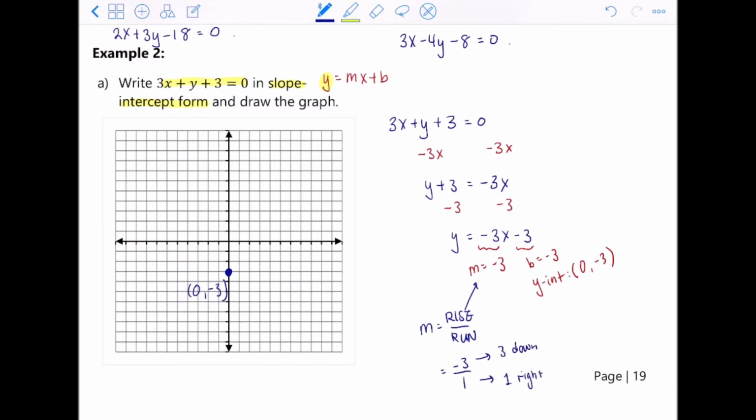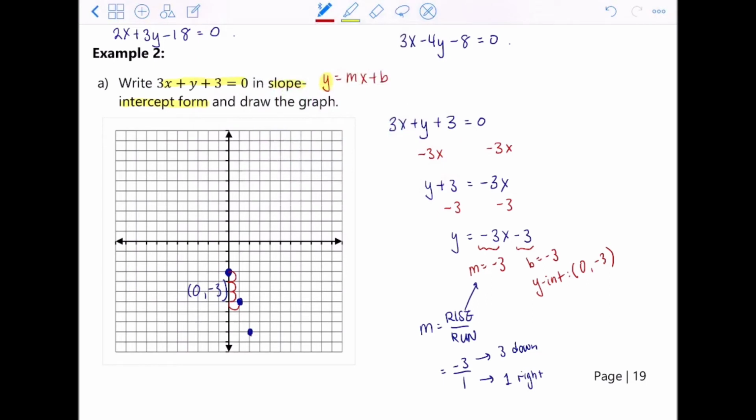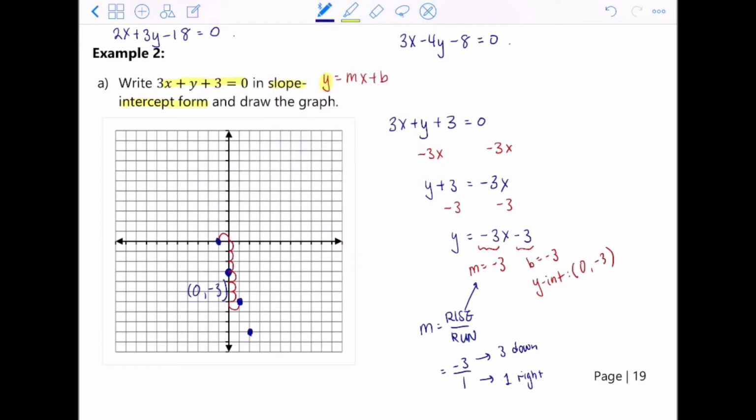So let's follow the step here. We go 3 down, 1, 2, 3, and then 1 to the right. So we have a next point here, and you continue the pattern. Also, you can go backwards as well. You go 1, 2, 3 up, and 1 to the left. It's also another way to do it. And so once you plot these points, you can connect them.